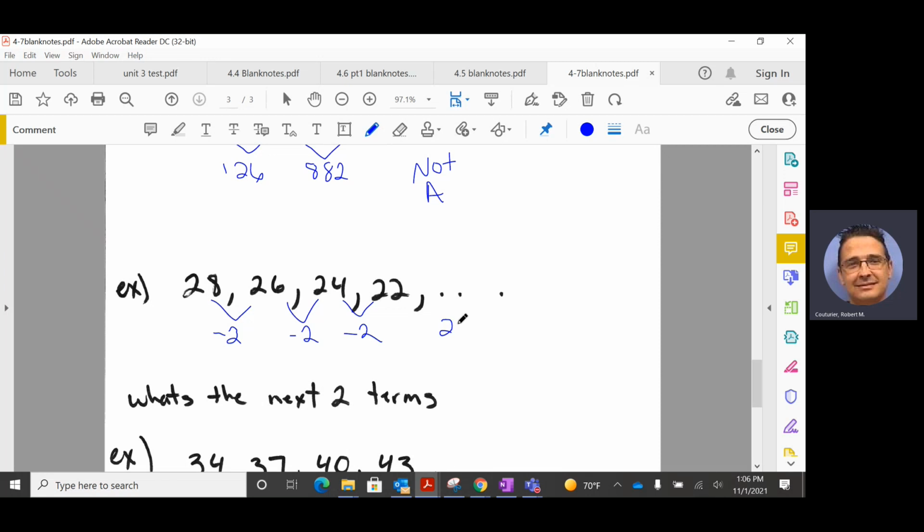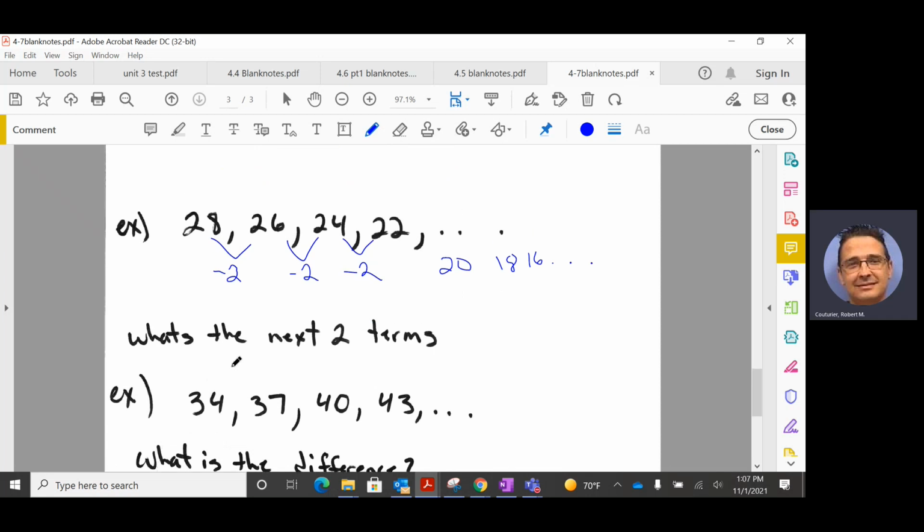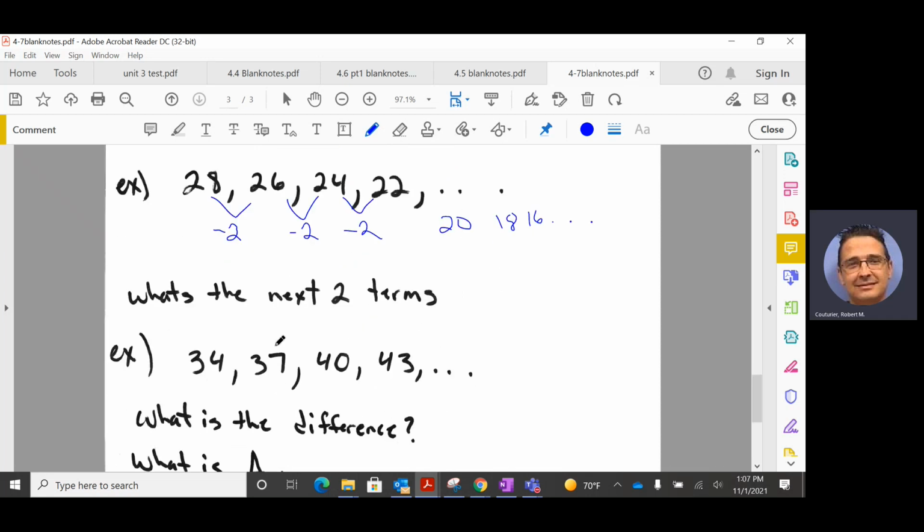I can predict what comes next: 20, 18, 16, and we could keep going, right? Let's see. What are the next two terms? Well, we did that here. Look at this one here. Again, what's happening here?